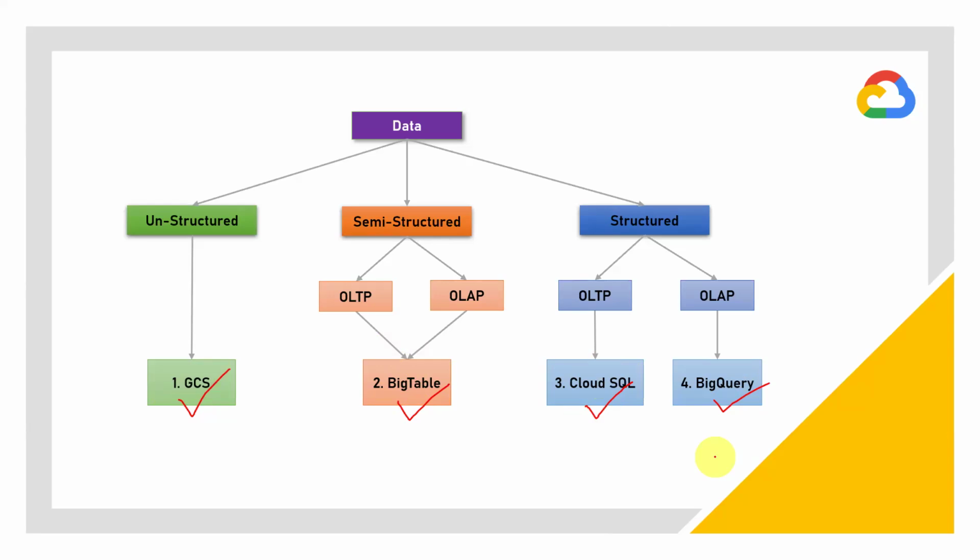This is a diagram I just wanted to show you. To work with unstructured data in Google Cloud Platform, you have GCS; for semi-structured data, Bigtable; for structured OLTP, we are covering Cloud SQL; and for OLAP, we are covering BigQuery. Four services here.